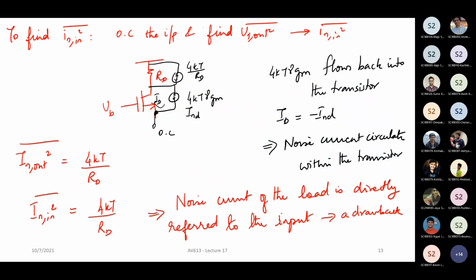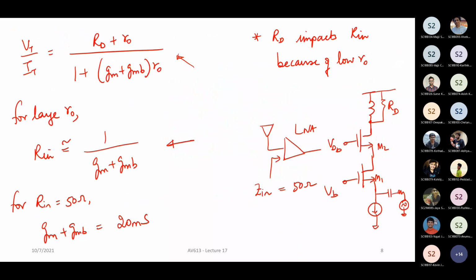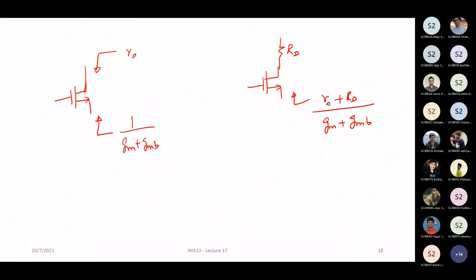What did we derive the input impedance to be, the full version? I think RD plus R0 divided by 1 plus Gm plus GMB into R0. Yeah, I got this. This is what we basically got. So if your R0 is not very high, you will get this. If R0 is very high, this will get approximated to 1 by Gm plus GMB.